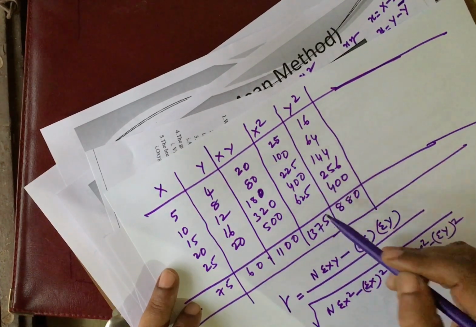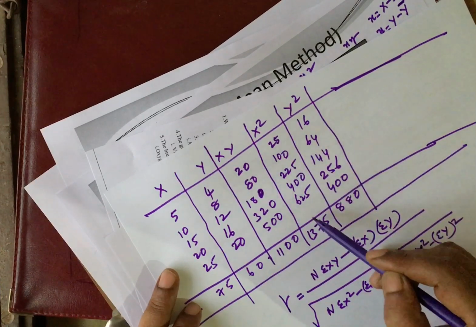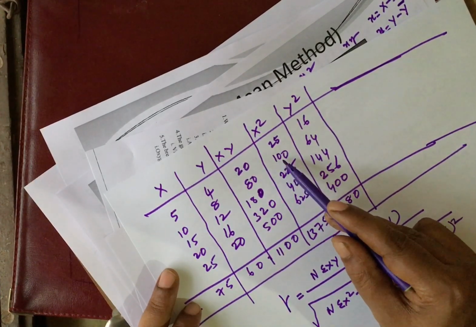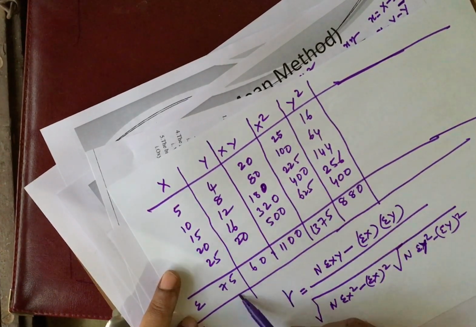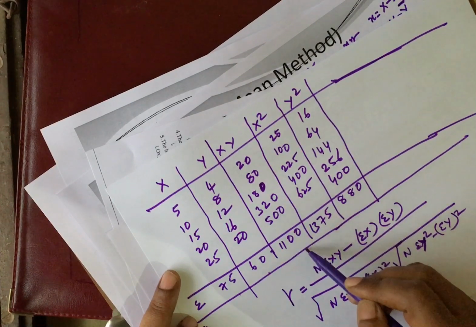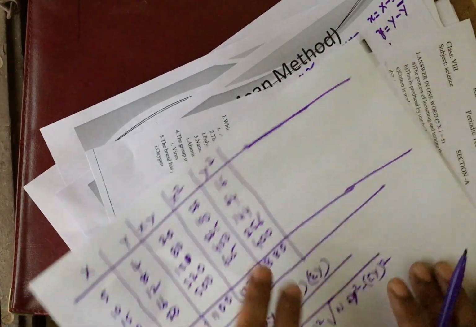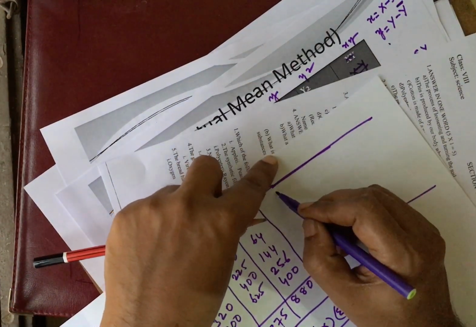5 5 5 15 1 5 7 correct. 10. 10 13 correct. So these are all sums: sigma x, sigma y, sigma xy, sigma x square, sigma y square. All the things we can write here. So how many values can be written?